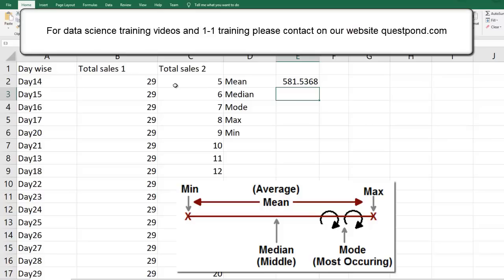Median is nothing but, in a sorted data set, the value which is coming exactly in between. For example, let us say I have this data set out here, 10, 20, 30, 40 and 50, right? So median is 30, right? Median is nothing but the center of your data set. So let us go ahead and calculate the median.